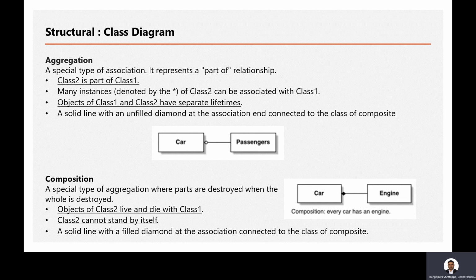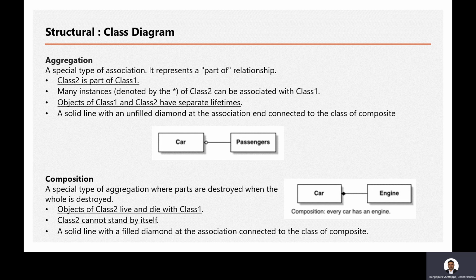If the car gets destroyed, only the car gets destroyed. The passenger doesn't get destroyed. The passenger has its own life. The car can run for 20 years, while the passenger can live for 100 years. So each has its own life which exists independently.